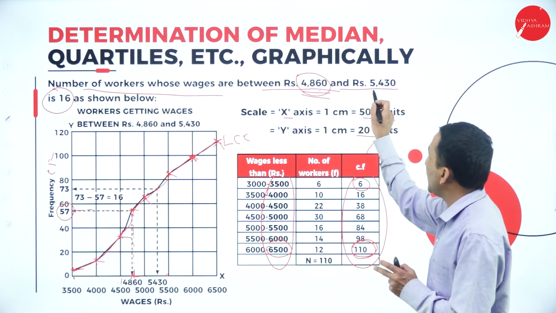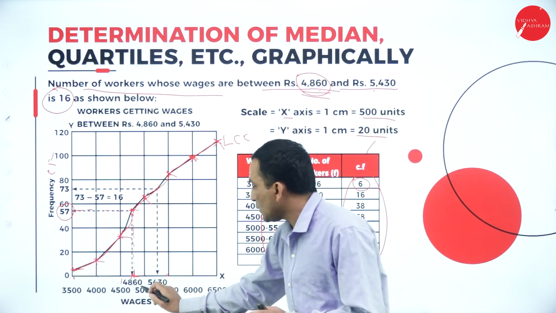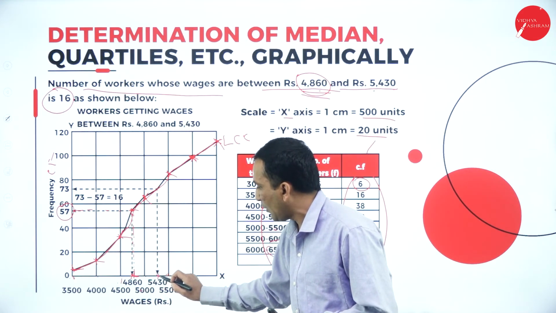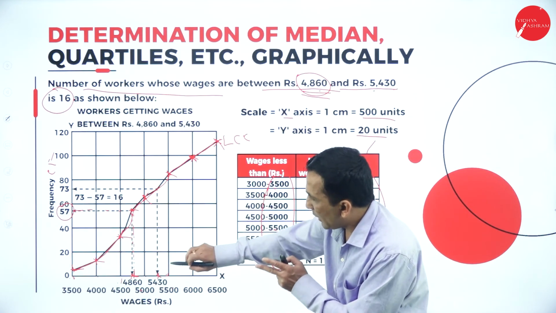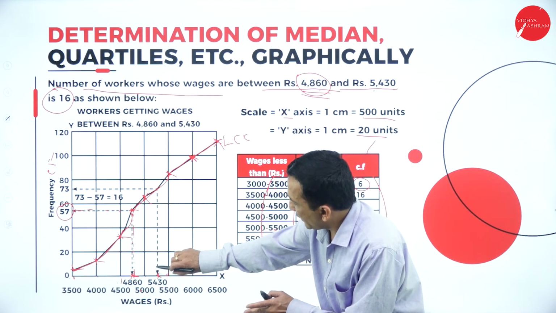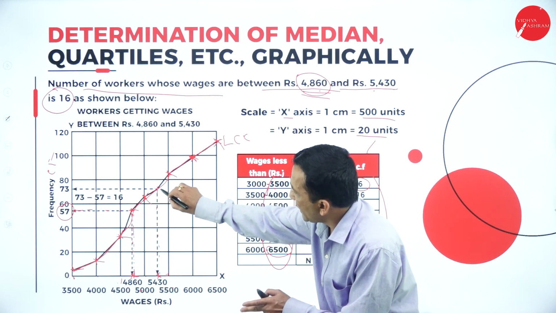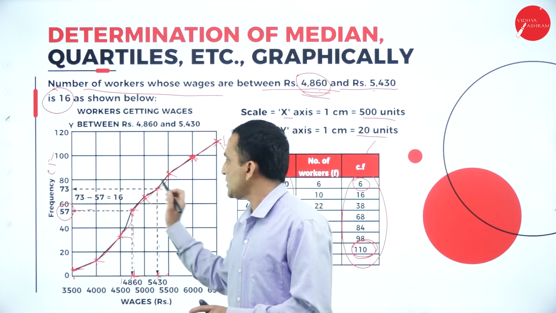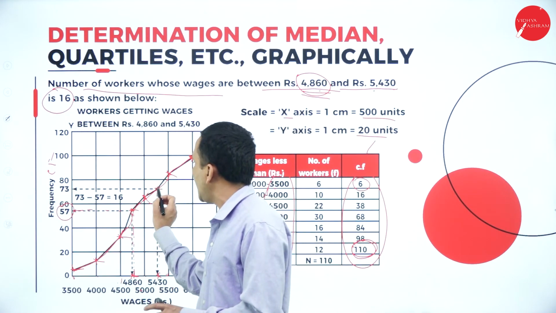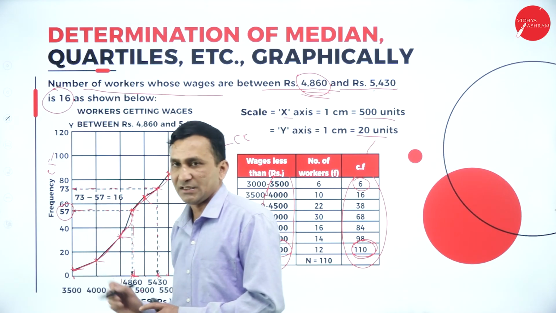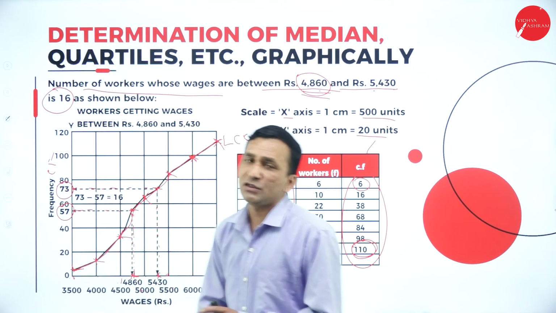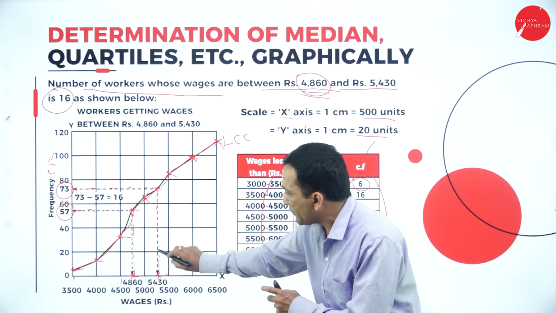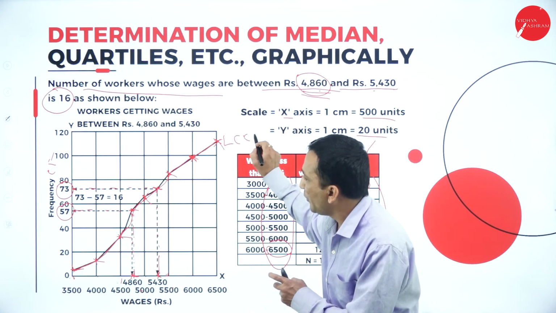The same thing for 5,430, which lies between 5,000 and 5,500; I have marked it here. Again the same perpendicular line I extend till it touches the less than cumulative frequency curve. After touching, I extend the line in the frequency direction to touch the y-axis, and the value found is 73. Once again, the perpendicular line from the x-axis goes till its touching point on the less than cumulative frequency curve.